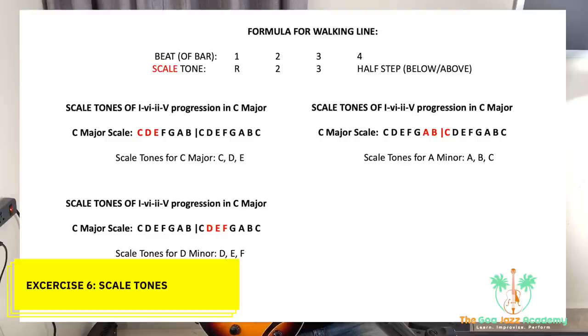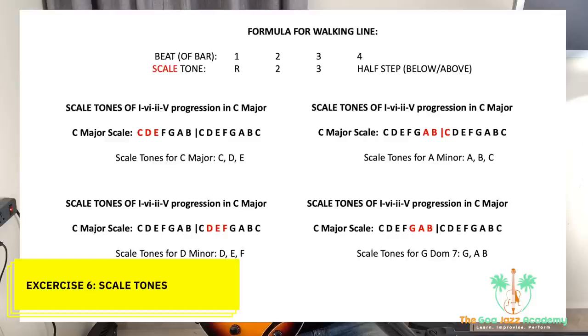D minor is also in the key of C. So for this, let's just move the root, pretend that our scale starts on D and goes up to a D, an octave higher. So if D is our root, then the second and third degrees will be E and F. And finally, G7 is also in the key of C. So we start our new scale from G, and the second degree is A, the third degree is B.